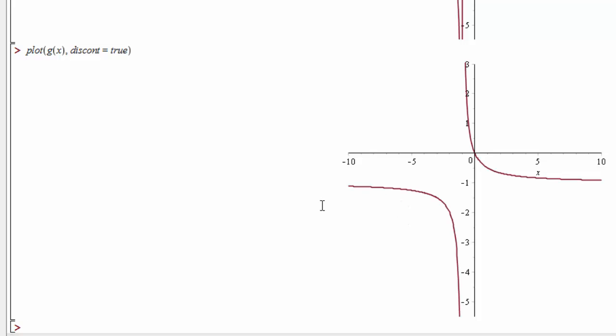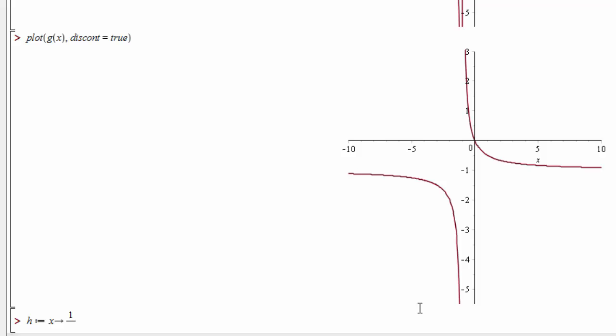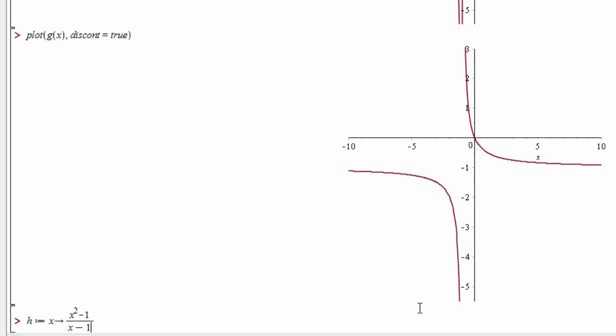Another thing that you can do with discont is use it to graph functions that don't have asymptotes, but have a single discontinuity, a single undefined point in line with the rest of the graph, and you want to show that that point is not included. An example of this sort of function is we'll take h to be the function that takes x to (x squared minus 1) over (x minus 1). You see that this function has a discontinuity when x is 1.